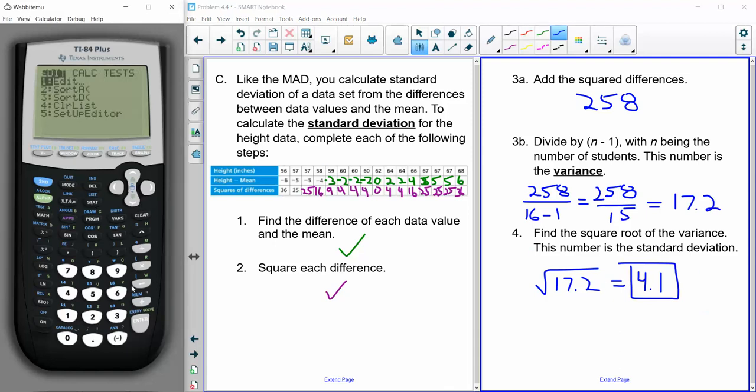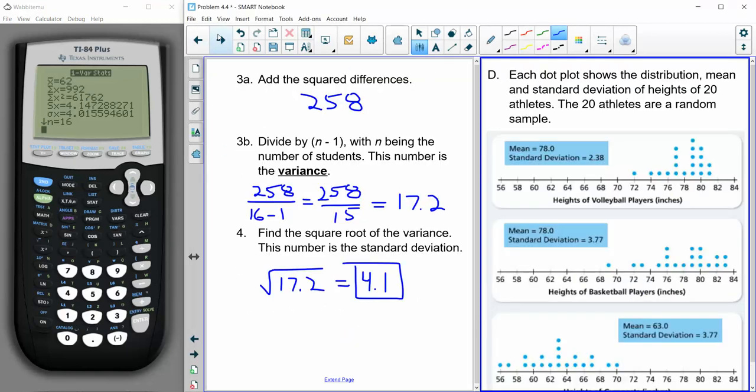By the way, stat, calculate, one var stats. Oh, wait. Let's go stat, calculate one var stats for list 1, the heights. And see that 4.147? There it is. That's the standard deviation. So the calculator will do it for us.